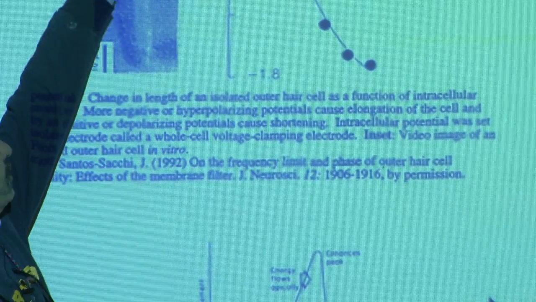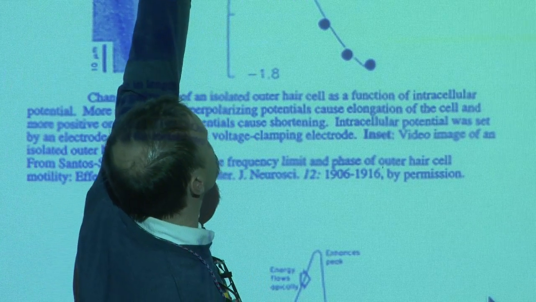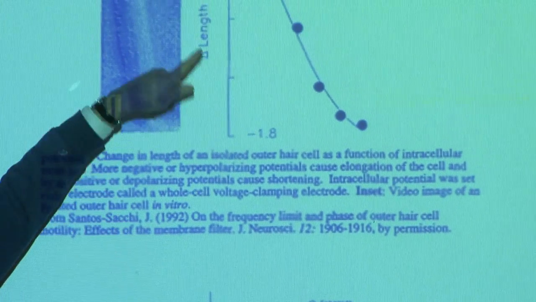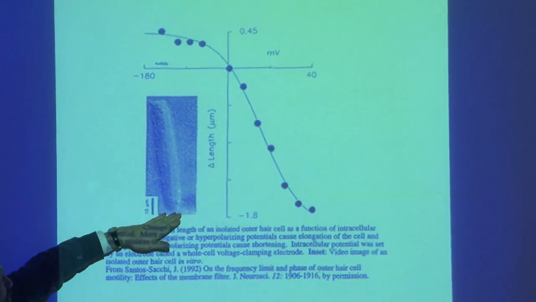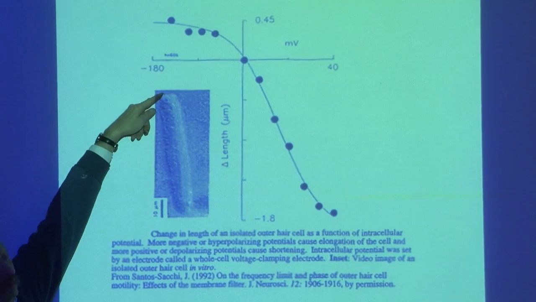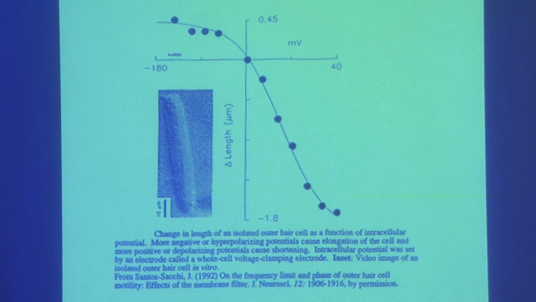And then we're looking at the change in length. As you depolarize, the cell goes from 0 to negative values. That's a shortening, in terms of micrometers, of the length of the outer hair cell. This is the basal end, where the hair cells are. This is the apical end, where the stereocilia would be. Okay, so these hair cells can actually move.